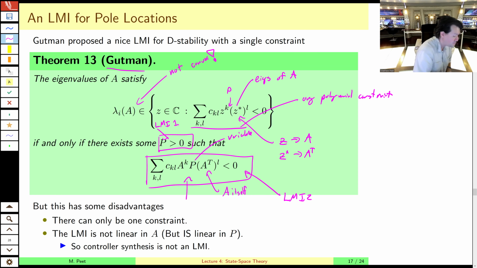Right. So that's very nice. This is convex. So any non-convex constraint on the eigenvalues can be translated, basically almost any, to a convex optimization problem. So that's very, very powerful. It does have drawbacks, however.